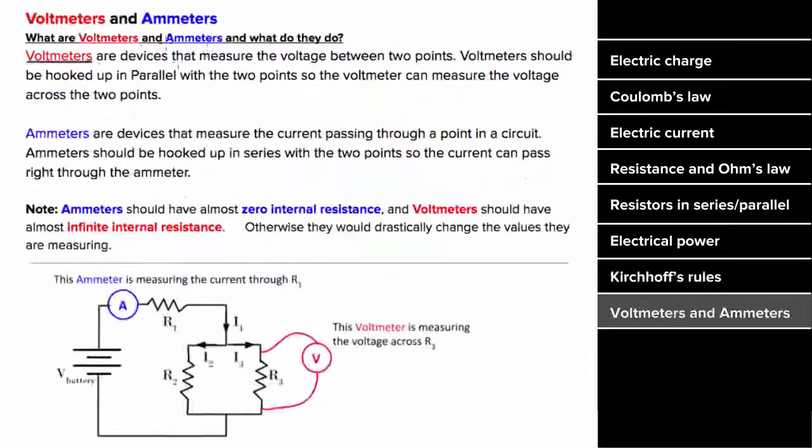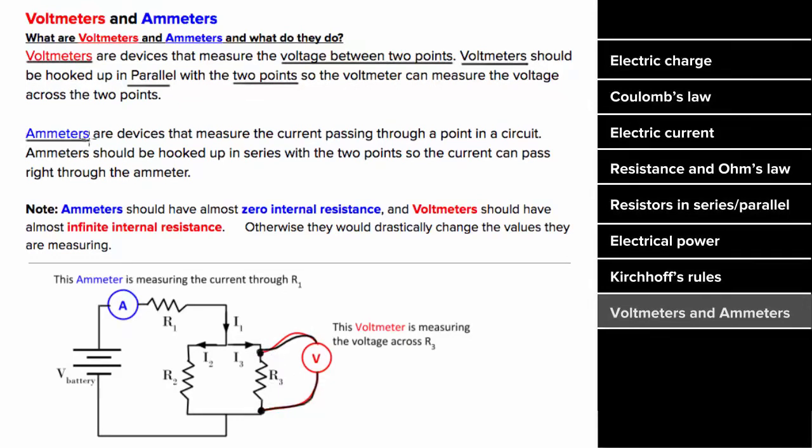Voltmeters are the devices that you use to measure the voltage between 2 points in a circuit. When hooking up a voltmeter, you've got to hook it up in parallel between the 2 points you want to find the voltage across. In other words, to determine the voltage between this point and this point, which would be the voltage across R3, you would hook up the voltmeter in parallel with R3.